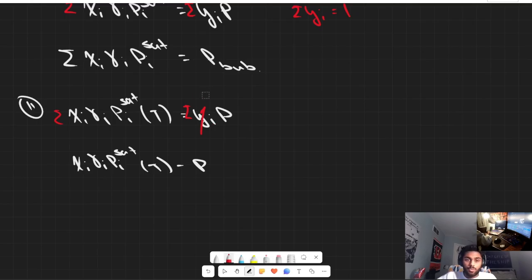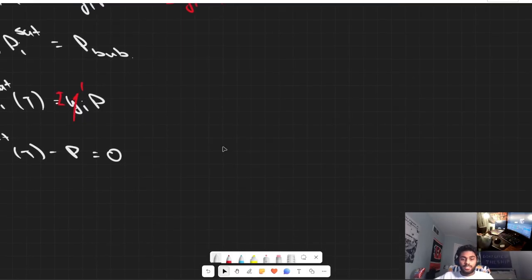Or sorry, that's not 0, that's 1 because of the sum of our fractions. So the sum of our left-hand side variables minus our overall pressure has to equal 0. And the temperature that satisfies this requirement is going to be our bubble temperature.